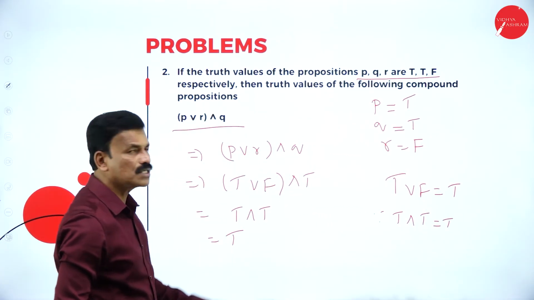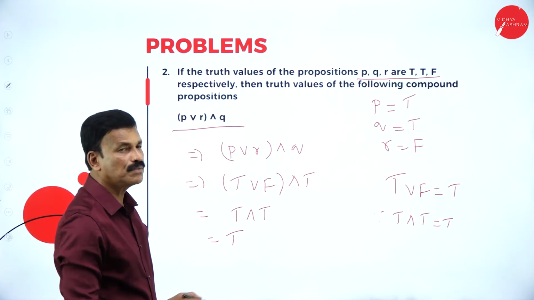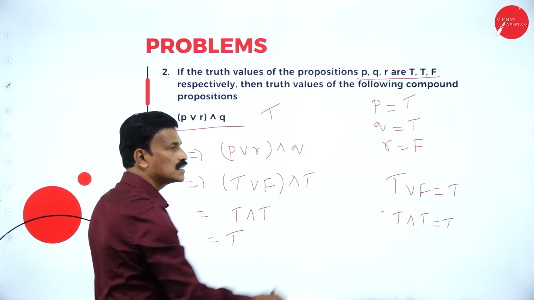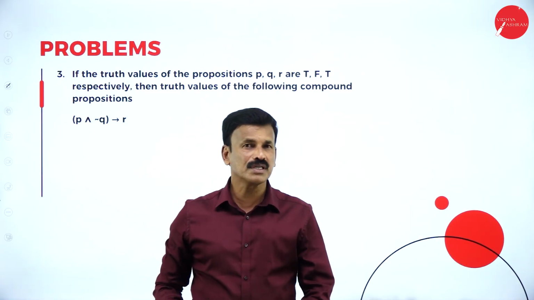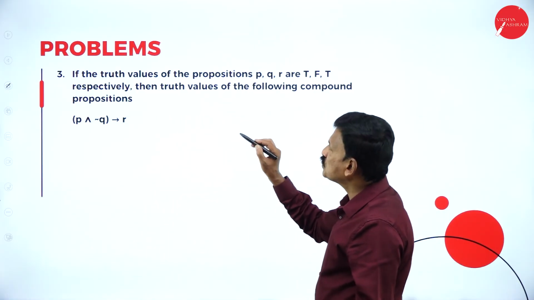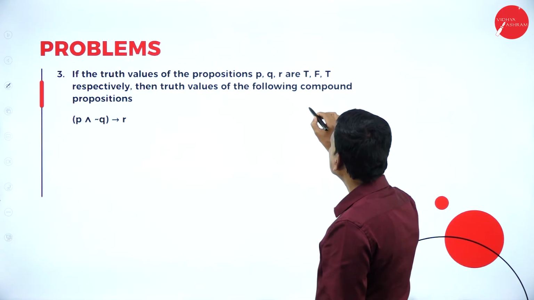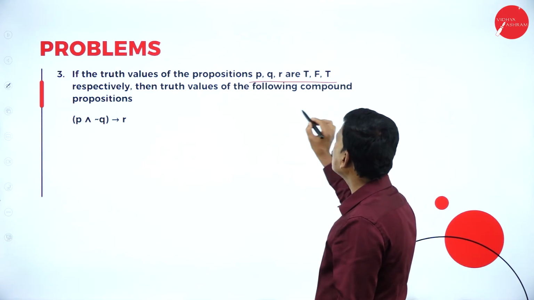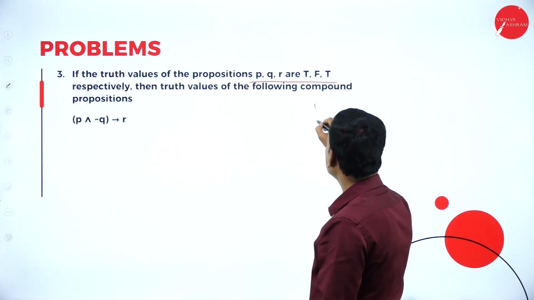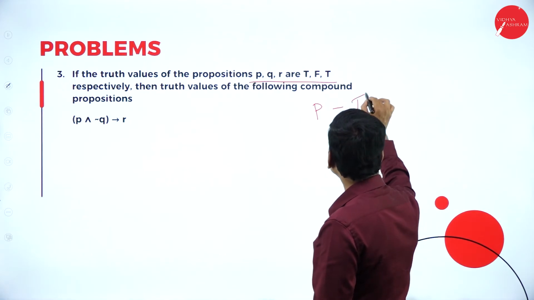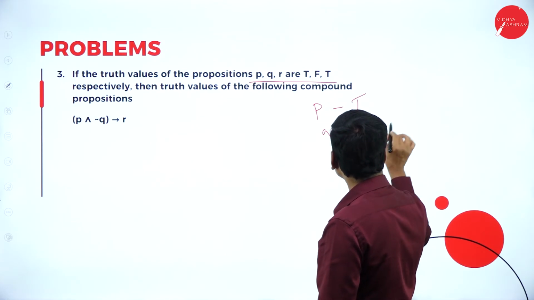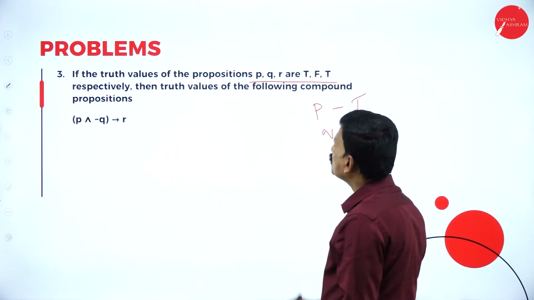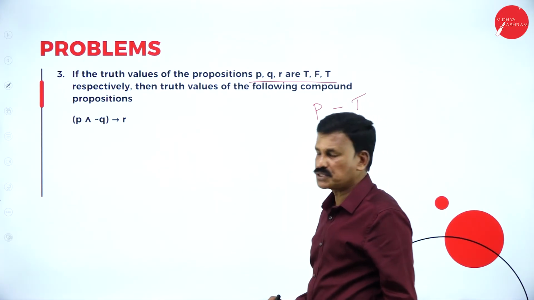So true and true is equal to true. So the given statement is true. That's it. Now move on to one more problem. Let us take one more example. Same, if the truth values of the propositions are just changed here. So the truth values of the propositions P is T, for Q it is F, for R it is T respectively. Then find the truth value of the compound proposition.